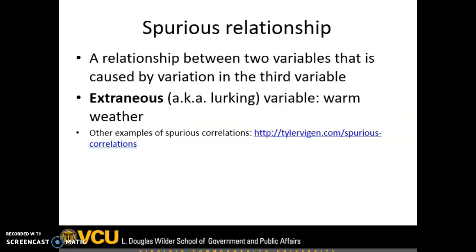Correlation among two variables that are not logically related to each other is referred to as spurious correlation. Spurious relationship is a relationship between two variables that is caused by a variation in the third variable. In the example of ice cream sales being correlated with higher violent crimes, the third lurking variable is the warm weather. You can take a look at other examples of fairly entertaining spurious correlations at the website listed on this slide, tylervigen.com, Spurious Correlations.